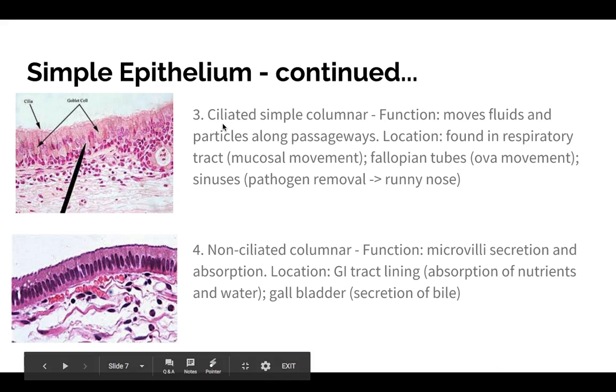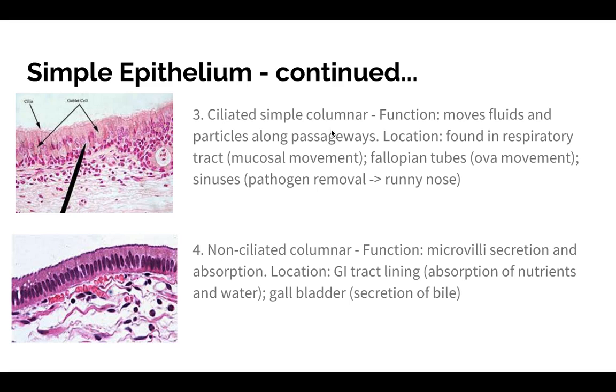Okay, next up we have the ciliated simple columnar. Ciliated means there are these teeny tiny hairs on the ends of the cells to help with movement of stuff, and they are very elongated columnar shapes. The function of these cells is to move fluids and particles along passageways, and the location of these cells is in the respiratory tract, such as movement of mucus to keep things going and protect our respiratory tract from any foreign particles.